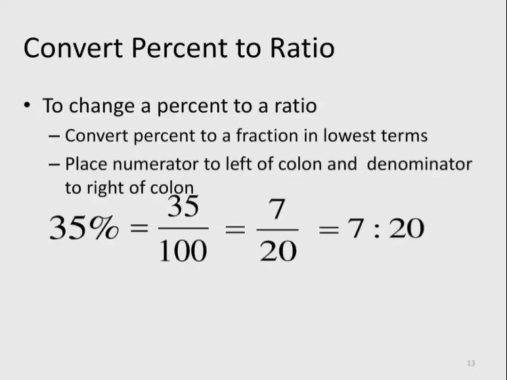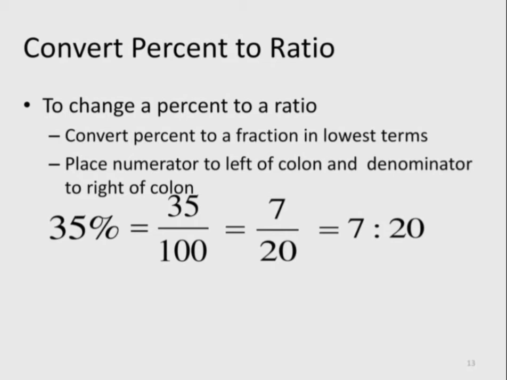Next is to convert a percent into a ratio. For converting a percent into a ratio, divide the number by 100 and drop the percent symbol. Express the obtained fraction as a ratio in its simplest form. First point, convert percent to a fraction in its lowest terms. Second, place the numerator to the left of the colon and the denominator to the right of the colon.